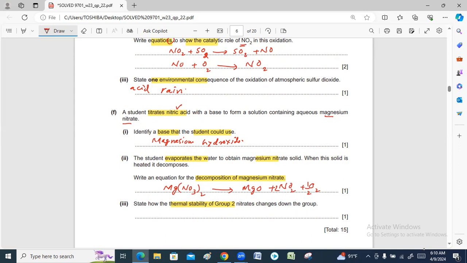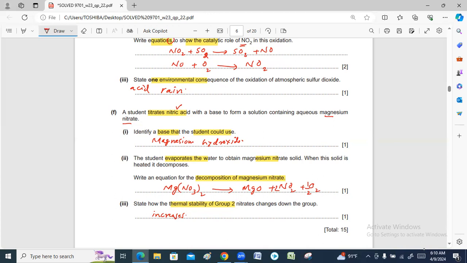As we move from top to bottom, the thermal stability increases because the cationic size increases. The reasons are not actually required in this question, but just for the knowledge of the students, the cationic size increases, and the polarizing power of the cation decreases. So it will be difficult for a cation to polarize the electron cloud of the anion towards itself and break a bond of N-O. So the thermal stability of group 2 nitrates increases from top to bottom.